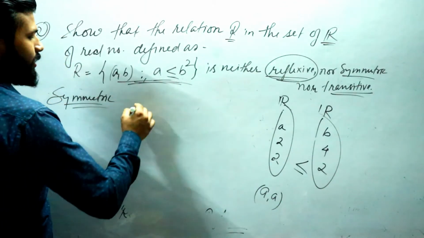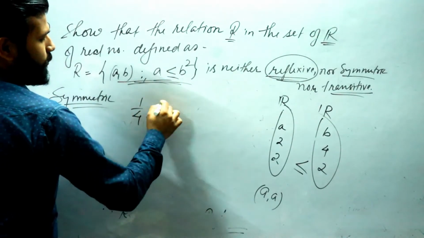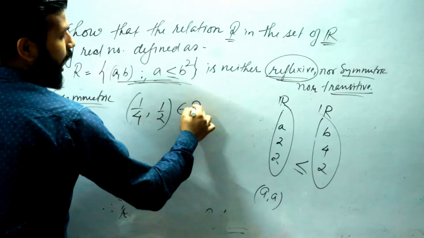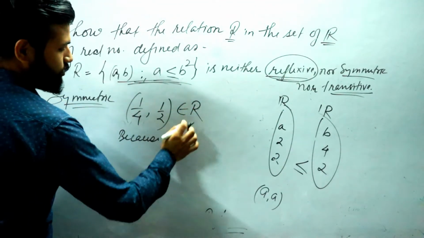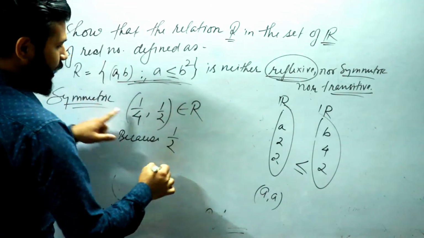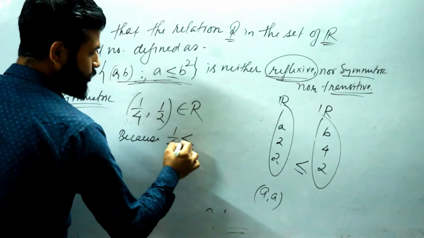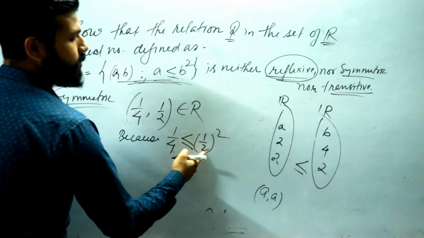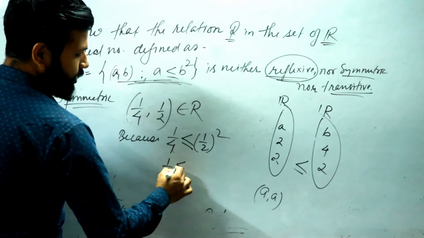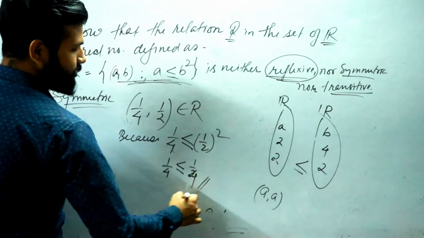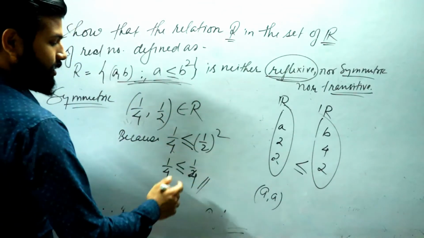So look here, I consider that (1/4, 1/2), these two things belong to the relation. How? Because 1/4 is A here and 1/2 is B here, and 1/4 is less than or equal to (1/2) squared. Obviously, at least it will be equal, though it is not smaller, but it will be equal. So 1/4 is equal to 1/4. So that means we can say that (1/4, 1/2) exists in the relation.